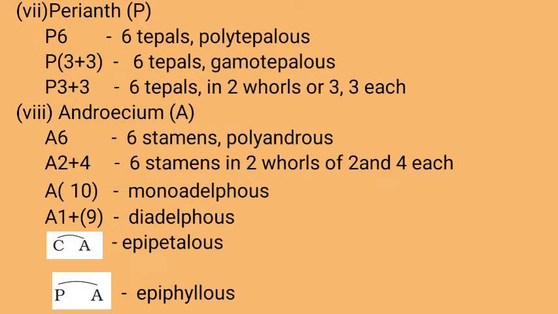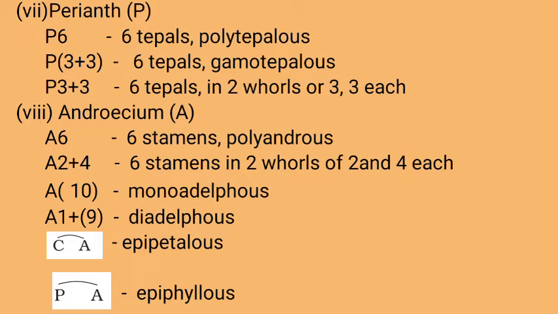The 8th one, androecium, which is denoted by A. A6: the androecium contains 6 stamens, which are in the polyandrous condition, which means free form. A2+4 contains 6 stamens, but in 2 whorls. One whorl contains 2 stamens, another whorl contains 4 stamens. A(10), with a bracket. We already know that a bracket means fused form. All the anther filaments are fused to form one bundle. This condition is called the monadelphous condition.